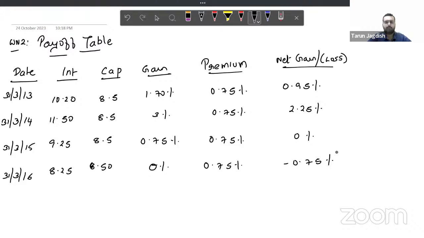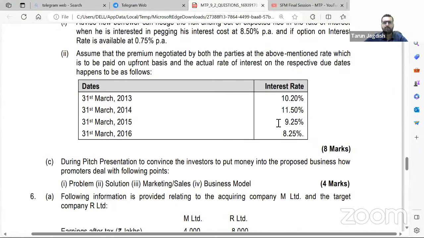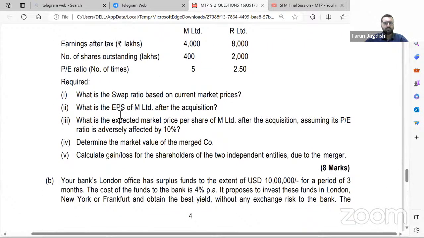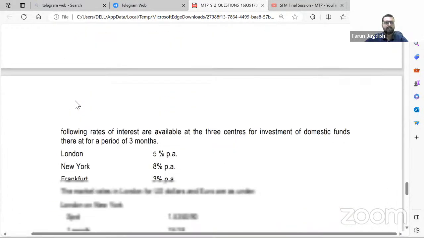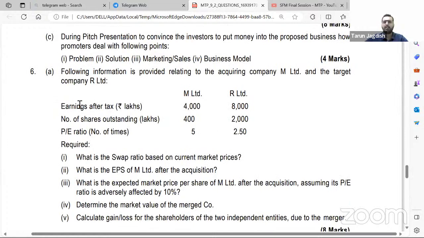All right, friends. Are you all done writing this? Okay, so we are done with this question also. Next is a question on pitch presentation. Again, that's covered in my theory marathon, friends. If you go through that, this PPT is fully covered. Next is a question on mergers. So we have question 6A, 6B. Two more questions, friends, and we'll be done with the MTP part 1 also.